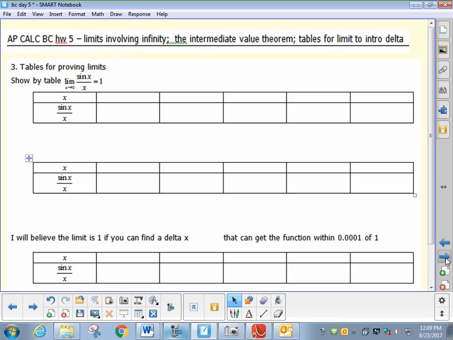Let's start, and I'm going to do this in 2 days. Today we'll do it in a numerical, table-y kind of way, and tomorrow we'll do the actual proof. So check this out. If I were to ask you to show by table that this limit is 1, it's a rather famous limit. The sine of x over x is one of the most famous limits of all calculus. Would you please get out thy calculator?